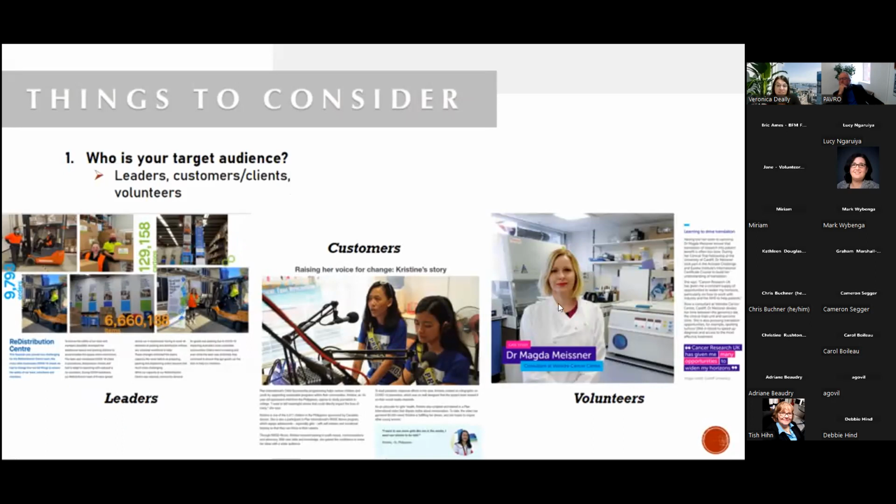Does it provide them with any insights that they may need or that you want to share, that you want to point out? There are three main audience types that you can present to. So your leaders in your organization, your customers, which could be your clients, whoever is receiving the service or sponsoring, providing the funding, and then the volunteers who are actually doing the work. So determining this will help you to decide the complexity of the information you want to present.